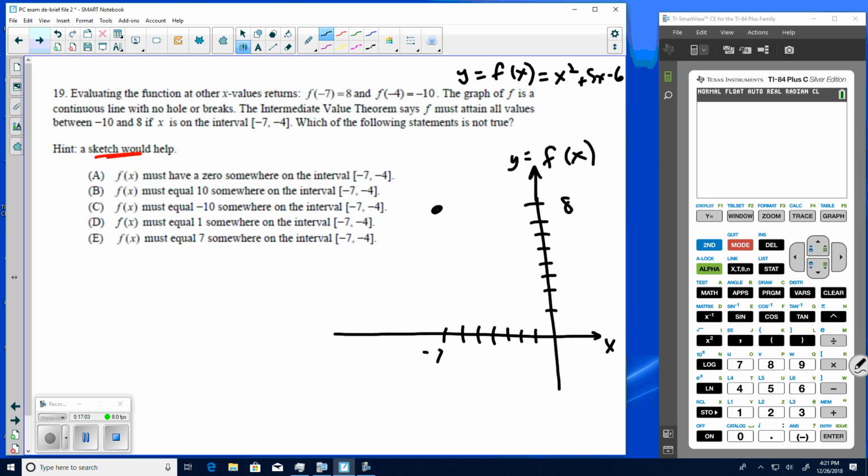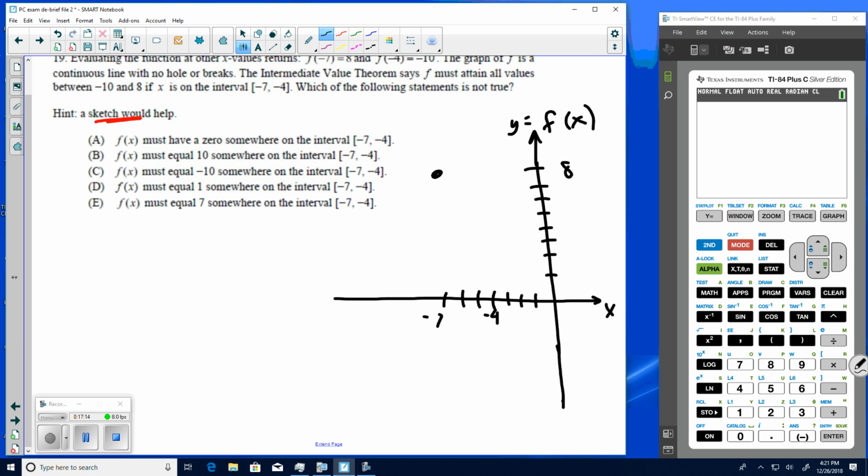And f of negative 4: 1, 2, 3. There's negative 4. f of negative 4 is down here at negative 10. Let me extend my picture a little bit. 1, 2, 3, 4, 5, 6, 7, 8, 9, 10. Negative 10, and so we have a dot there. And because this is a continuous line with no breaks or holes, and in fact it's part of a parabola, we have a curve that looks something like this. It's a piece of a parabola.